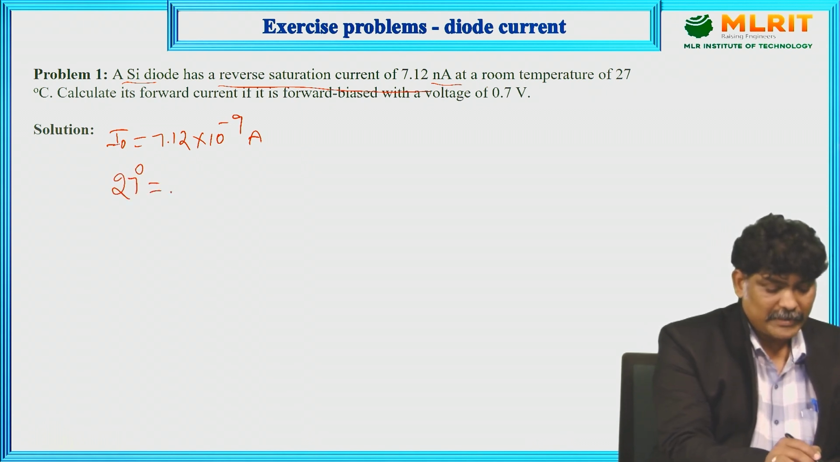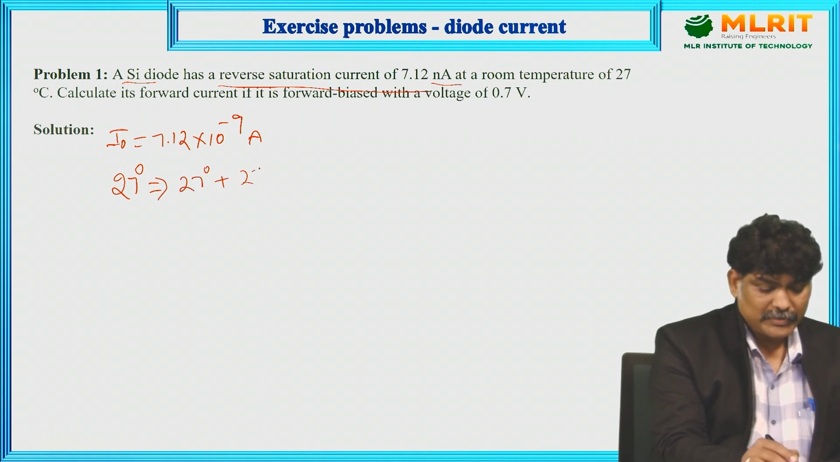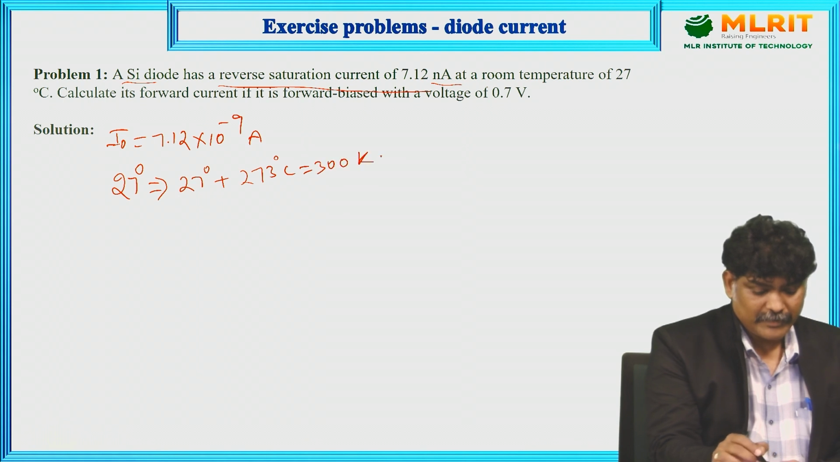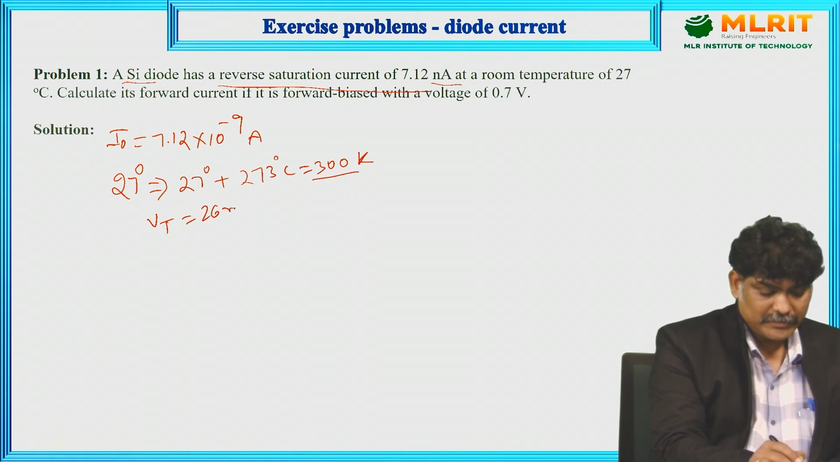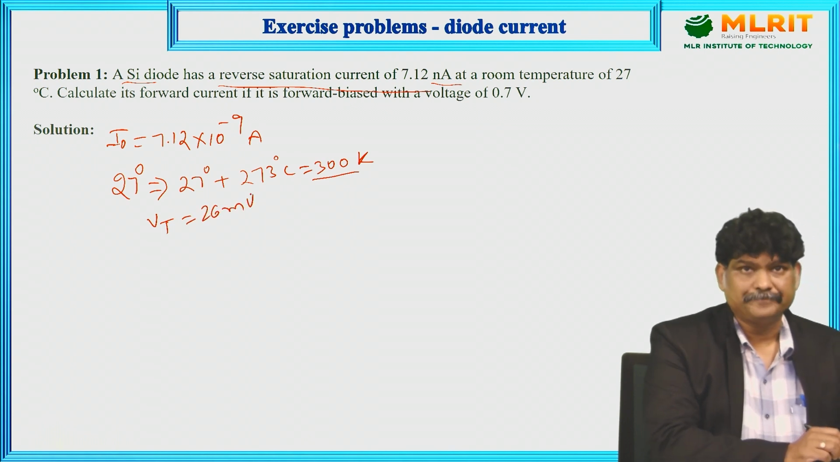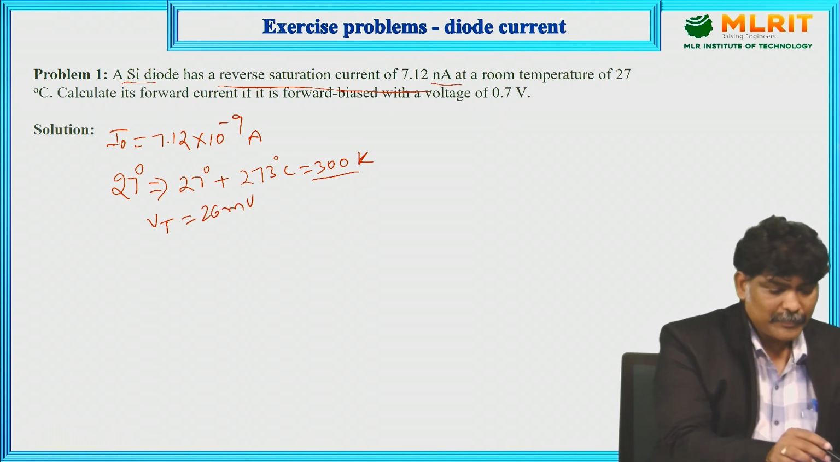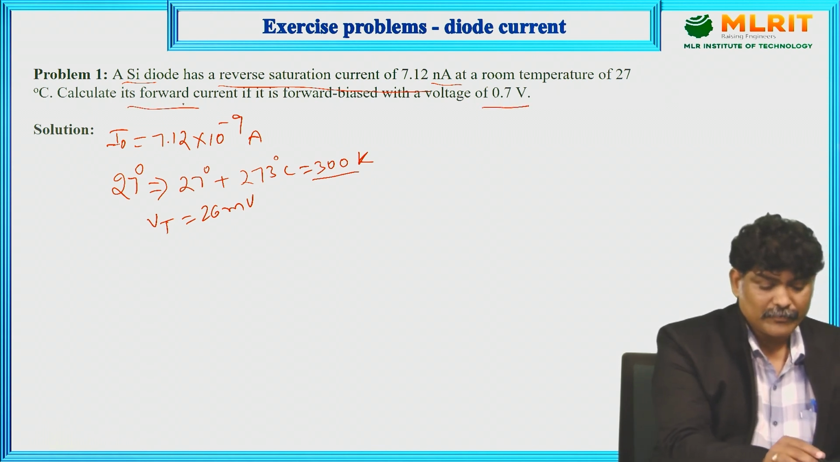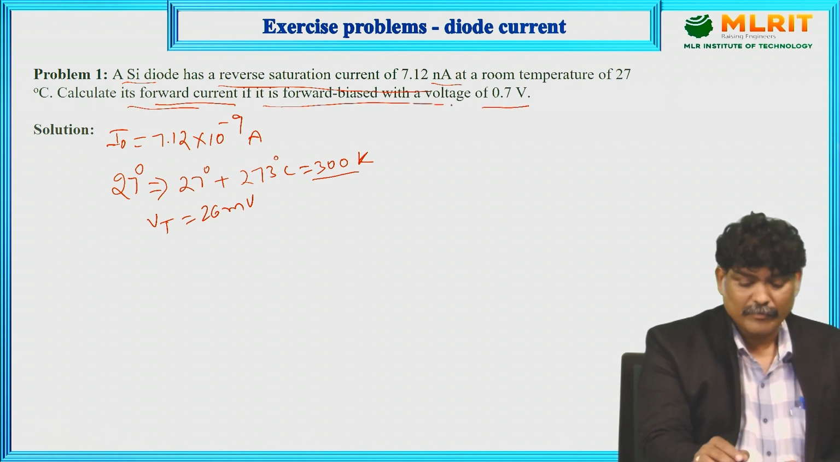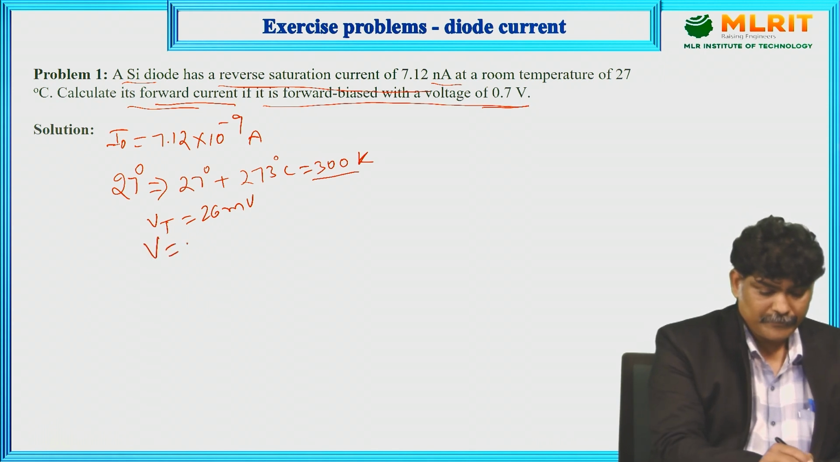Just now we have told that 27 degrees means what? 27 degrees plus 273 degrees. If you add this, it becomes 300 Kelvin. Therefore at room temperature 300 Kelvin, Vt is equal to 26 millivolt. This we know. So what are the other parameters? We have been given 0.7 volts. Calculate its forward current if it is forward biased with a voltage of 0.7 volts.